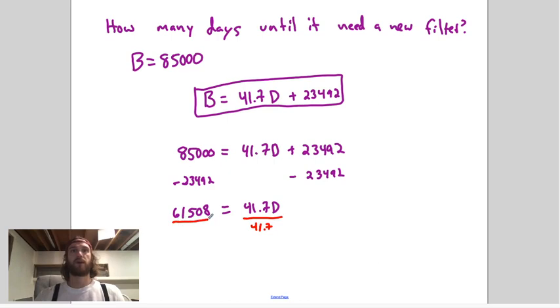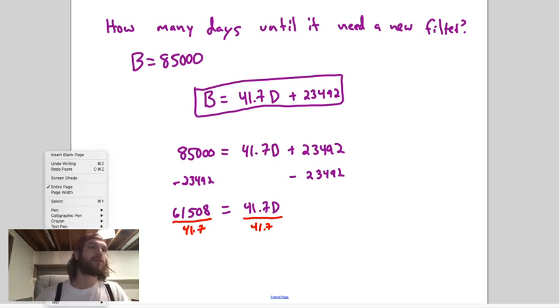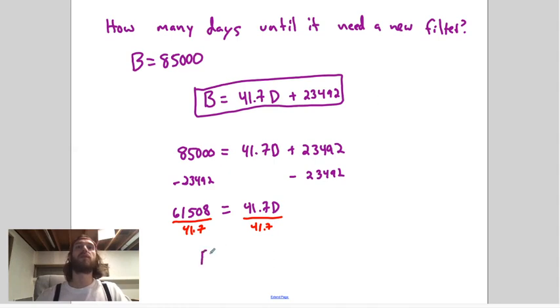So then I can use the equation solving techniques that we learned. 61,508 divided by 41.7. And now we can get an answer. Oh, wow. Amazing. It's a very large number. Okay, D equals 1,475.01. Okay, that is days.